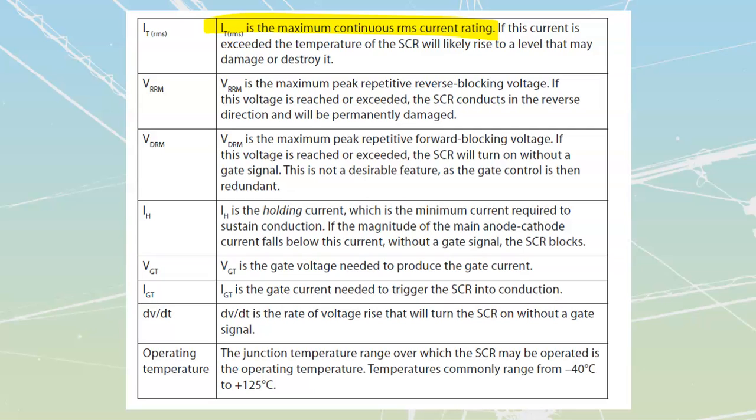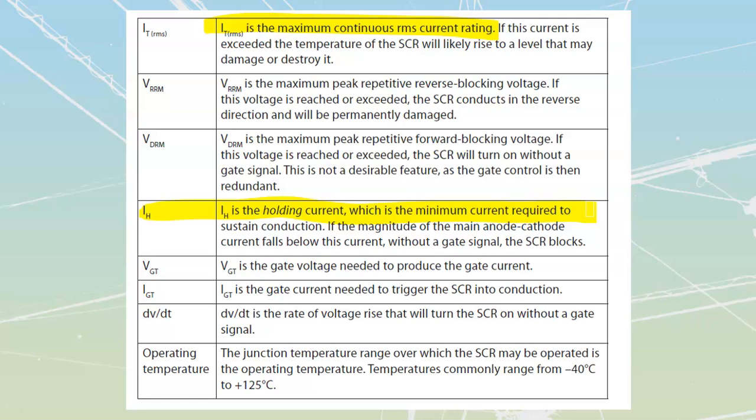We've got a couple of other things, like repetitive reverse blocking and forward blocking voltage, and then holding current, which is going to be a really important one as well. It's going to be a minimum current required to sustain conduction. It's going to be in the milliamps in a lot of cases, and if we fall below that value, all of a sudden we are going to lose conduction.